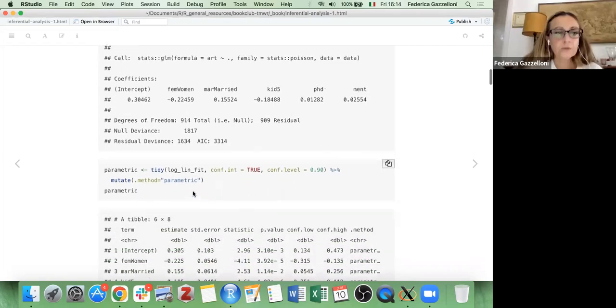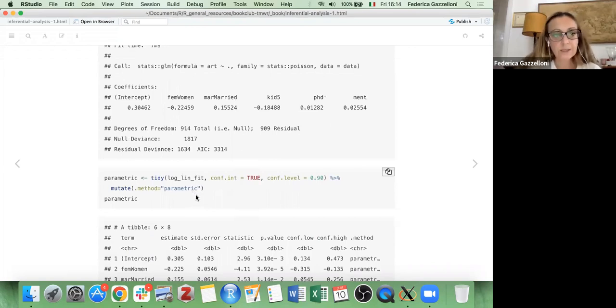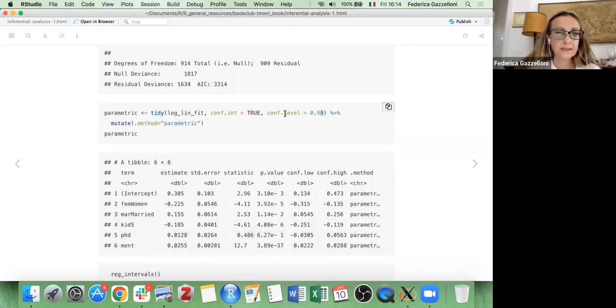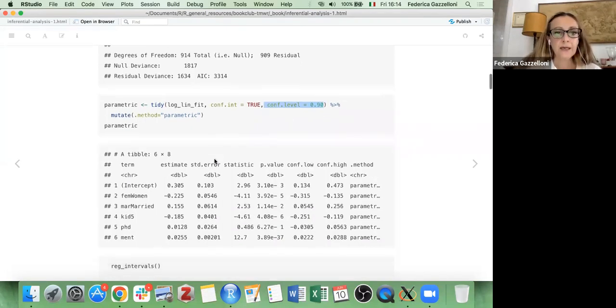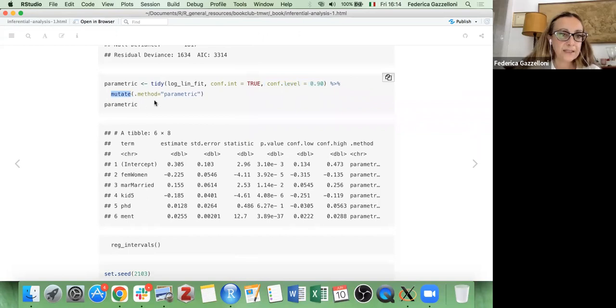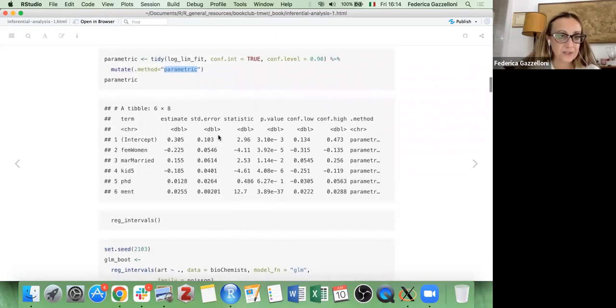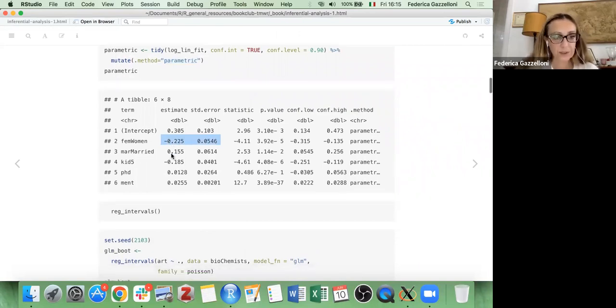So this confirms what we thought. If we use the tidy function and set a different confidence level instead of 95, for example 90, and we mutate the method as parametric, we obtain slightly different results. But still consistent with what we found.